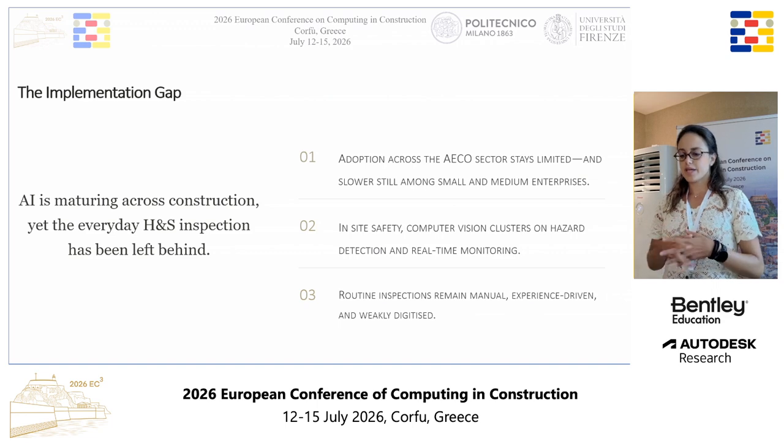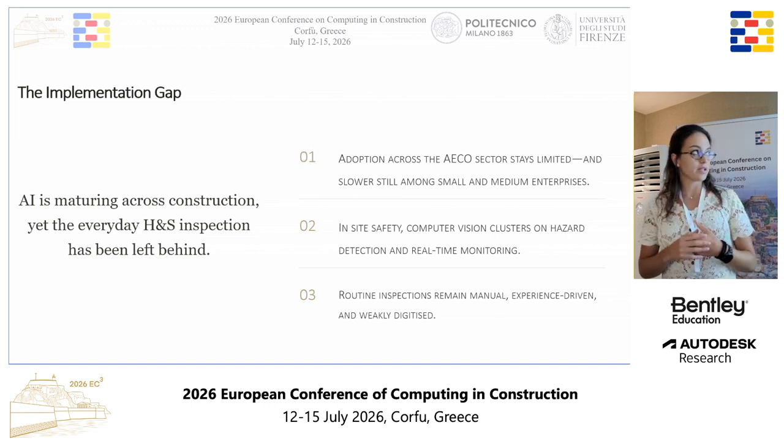In the safety domain, most computer vision research focuses on hazard detection or continuous monitoring using cameras. But routine inspections are still carried out manually. They are mainly dependent on the experience of the health and safety manager and on fragmented documentation. And this creates a gap between the technology already available and the way inspections are actually performed on construction sites.